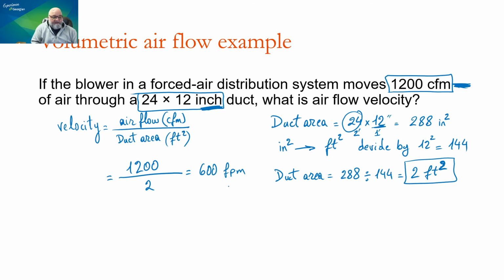That's your velocity. I shouldn't call it speed. Don't you call it speed. Call it velocity. And this, by the way, is acceptable. 600 is acceptable. It's very nice, quiet airflow. It could be up to 750, where you start hearing air making its way in the duct.